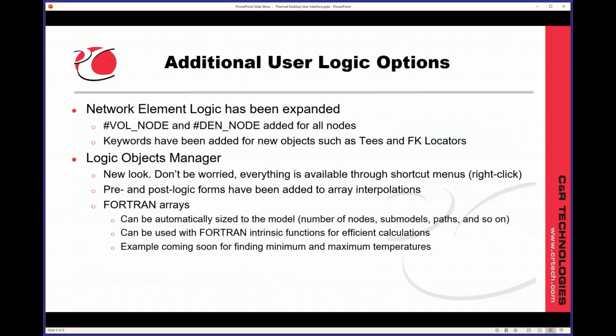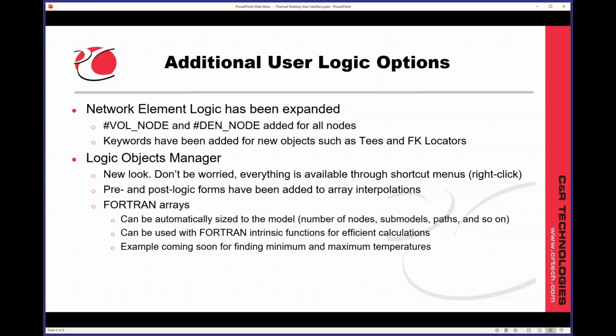Additional user logic options: we're expanding network element logic. For all nodes, you can now use the volume of the node and the density of the node. And then we've also added keywords for the new objects. And a little foreshadowing, T's and FK locators are some of those new objects that you'll see in the FlowCAD discussion.